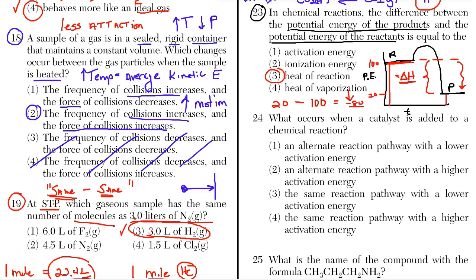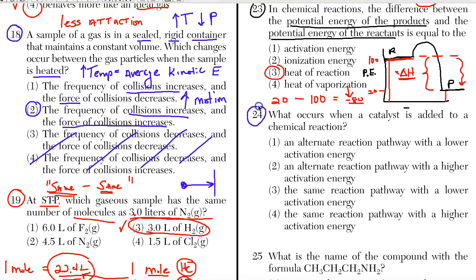On to 24. Number 24. What occurs when a catalyst is added to a chemical reaction? A catalyst, we should know, is going to speed up a reaction. In looking at a potential energy curve like the one we used for 23, a catalyst is going to lower the activation energy. It's going to change this pathway. For instance, in this reaction without the catalyst, the activation energy you need to start the reaction would be from the top of the hill to where you start. So it would be this value right here. Now, if I add a catalyst like I did in blue, it's going to change the pathway.